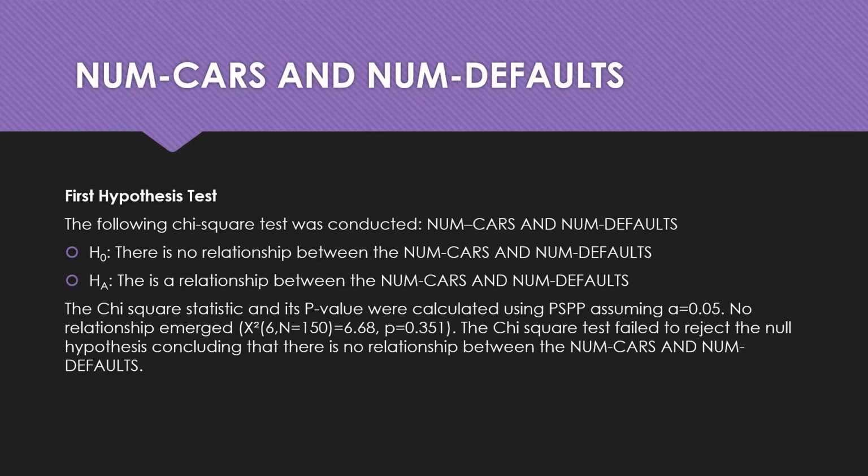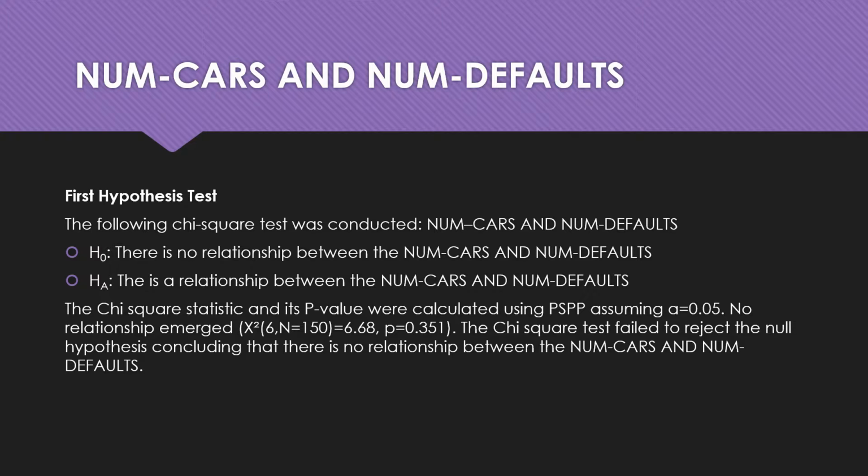Numbers versus cars and numbers versus default. The first hypothesis test. The following chi-square test was conducted on numbers versus cars and number default, and the null hypothesis states that there is no relationship between number of cars and number of defaults, and the alternative hypothesis states that there is a relationship between the number of cars and number of defaults.